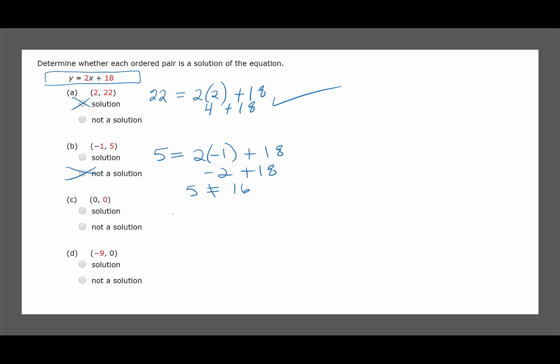Okay, next the ordered pair 0, 0. 0 equals 2 times 0 plus 18. Again, you can already see that 0 does not equal 18. So the ordered pair 0, 0 is not a solution.